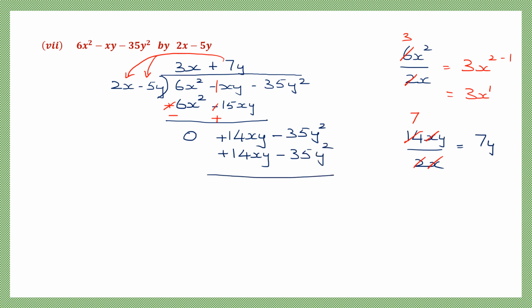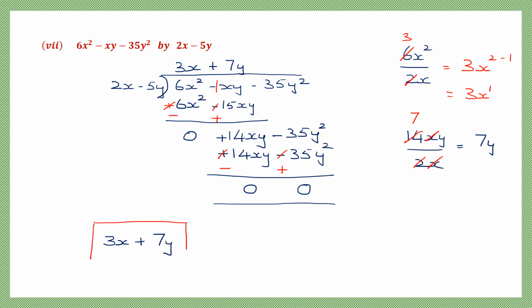So now we have to subtract. So plus becomes minus and minus becomes plus. So here we have minus 35 and plus 35, which is 0. And here also we have plus 14 minus 14, which becomes 0. So now the quotient is our answer, and the quotient is 3x + 7y. So the final answer for this question is 3x + 7y.